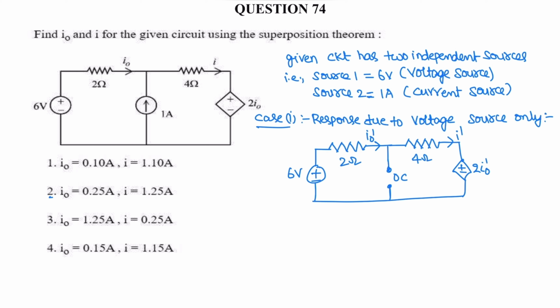Now the voltage source is acting alone. Here they have given I naught and I as the currents. When the voltage source is acting alone, they are represented as I naught dash and I1 dash. Both are equal, so I naught dash is equal to I dash. Since this is an open circuit, there is no flow of current here. The entire current will flow in this direction.